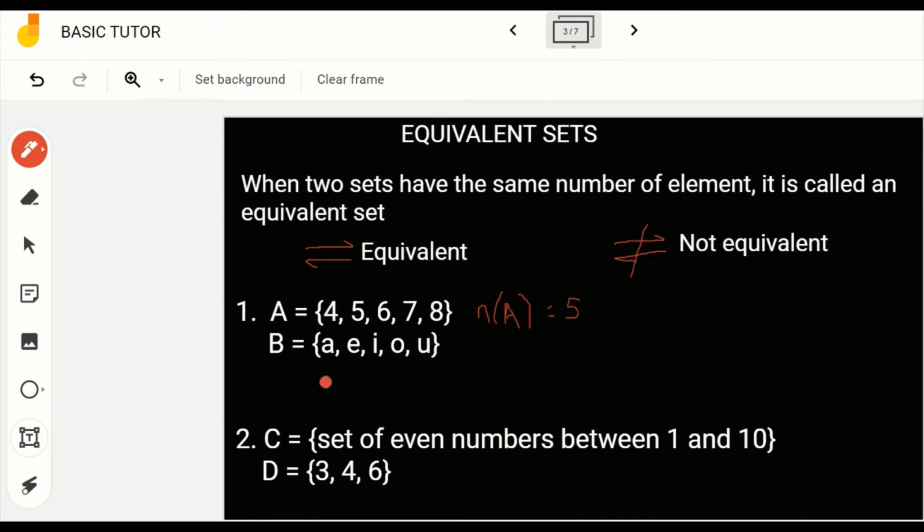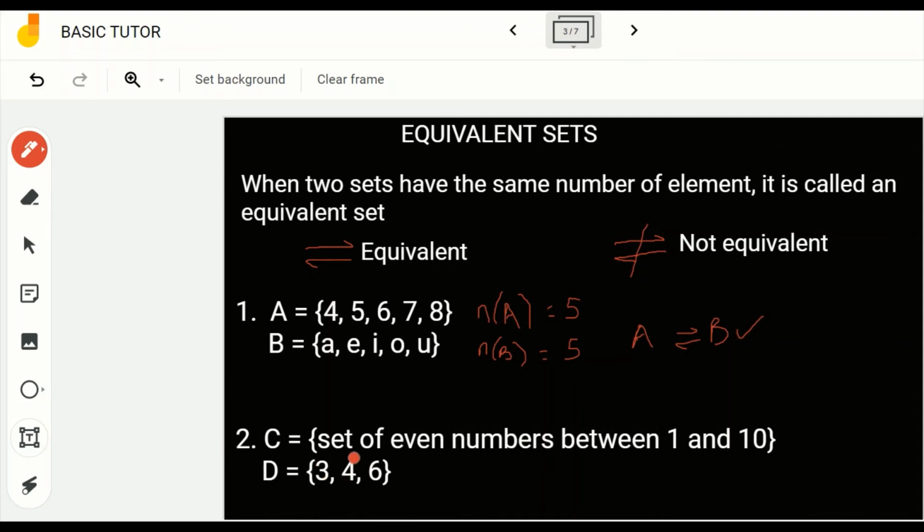Okay, let's count the elements in set B. Set B has 1, 2, 3, 4, 5. So the number of elements in set B is also 5. So as you can see right here, set A and set B have the same number of elements. So we can say that set A is equivalent to set B. Good.